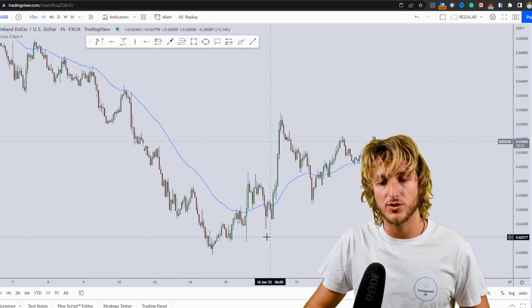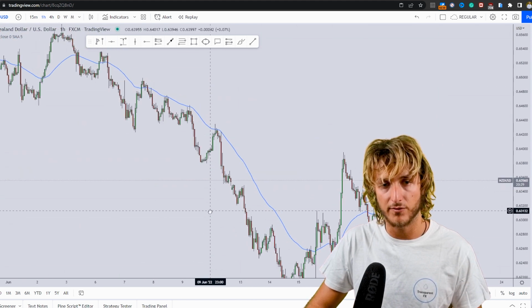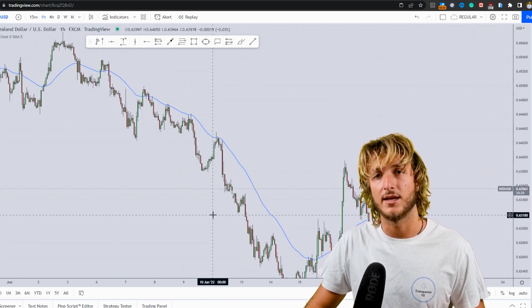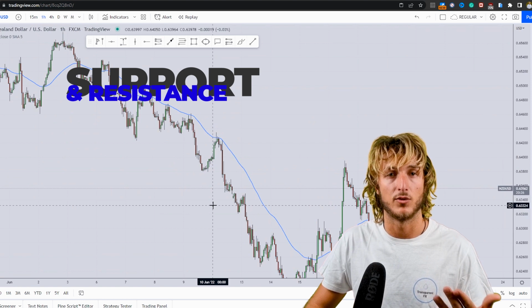Now, why are we using the 50 EMA? Because very often the 50 EMA will be acting as strong support and resistance.